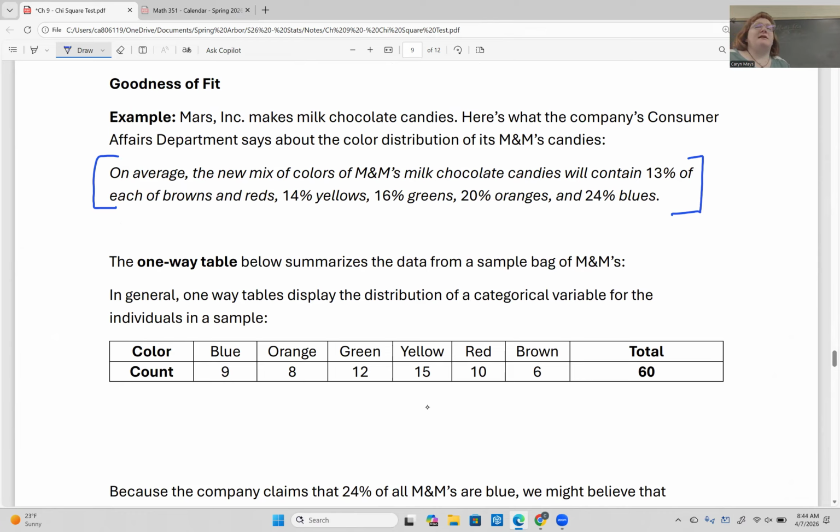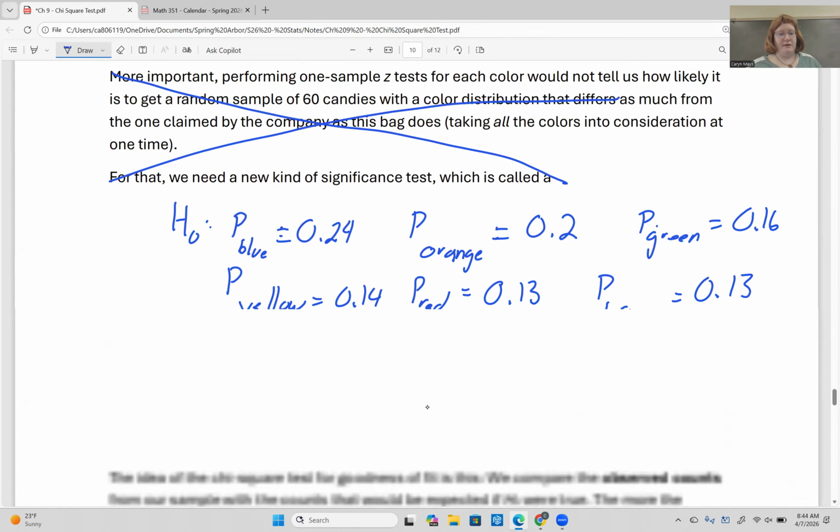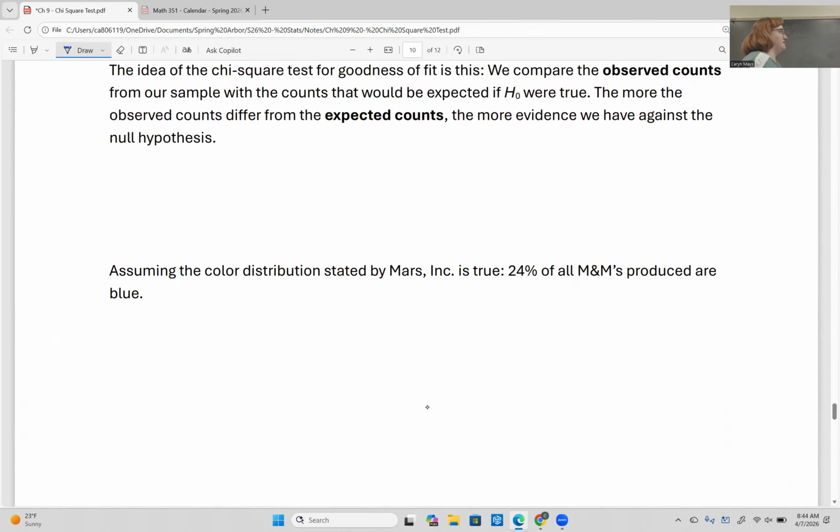Mars tells us what we should be expecting. If I open a bag of M&Ms, I should be expecting 24% of them to be blue. If I open a bag of M&Ms, I should be expecting 13% of them to be brown. So, in our case, assuming what Mars says is true, if I open a bag of 60 M&Ms, how would I find how many I would expect to be blue? 0.24 times 60.